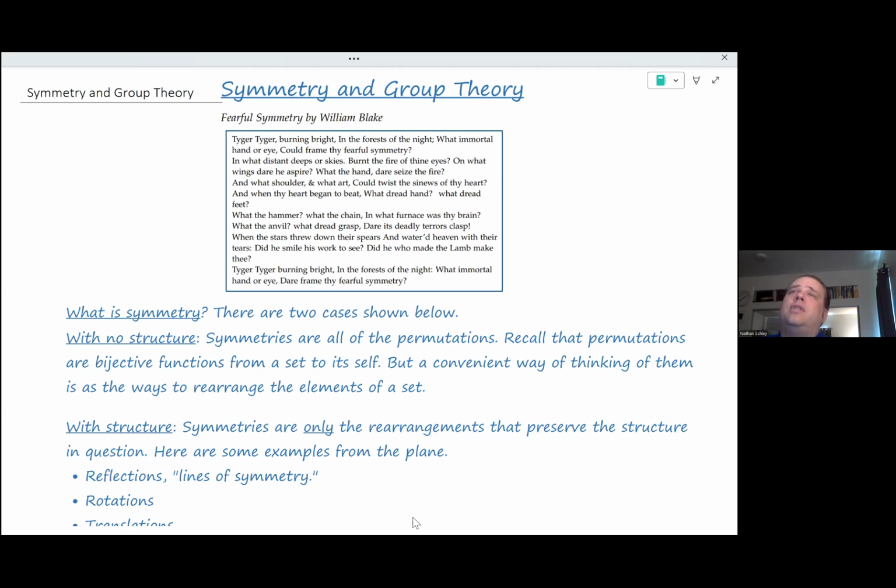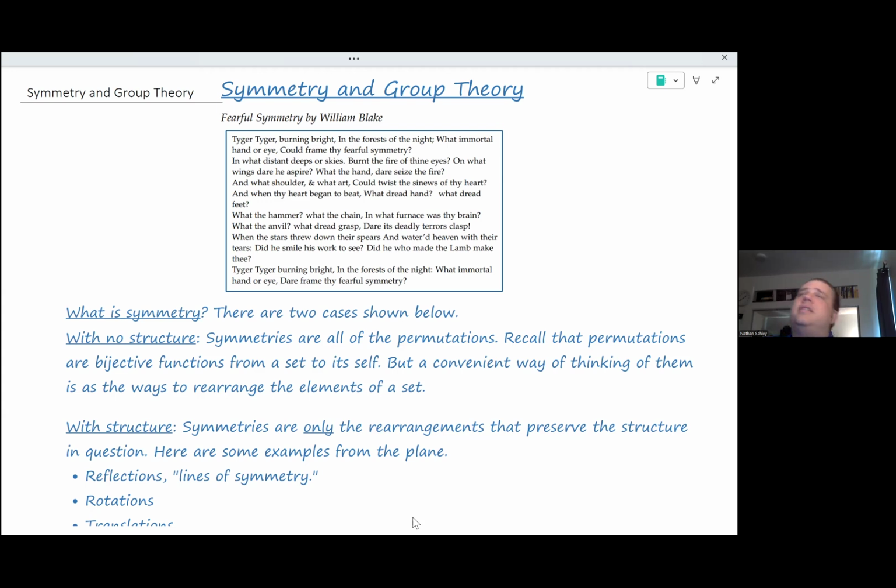What the hammer, what the chain, in what furnace was thy brain? What the anvil, what dread grasp dare its deadly terrors clasp? When the stars threw down their spears and watered heaven with their tears, did he smile his work to see? Did he who made the lamb make thee? Tiger, tiger, burning bright in the forests of the night, what immortal hand or eye dare frame thy fearful symmetry?